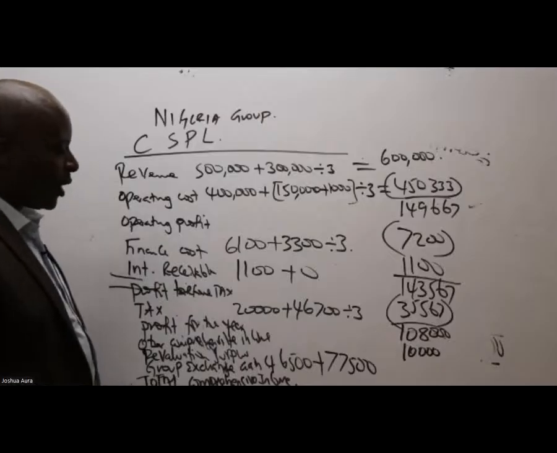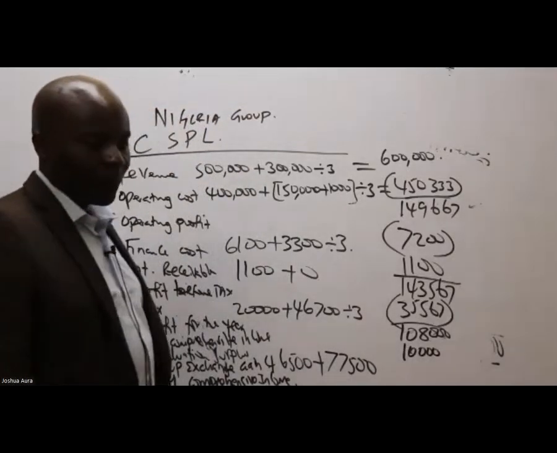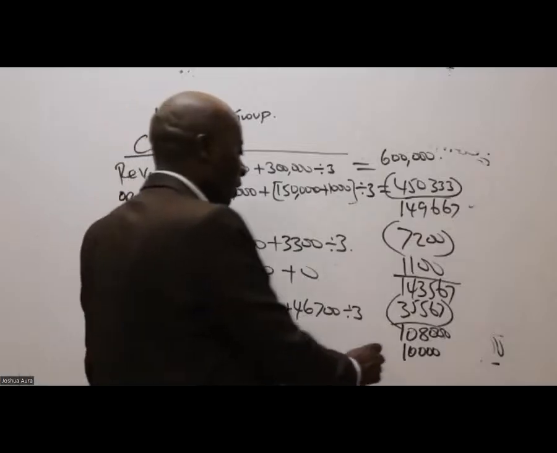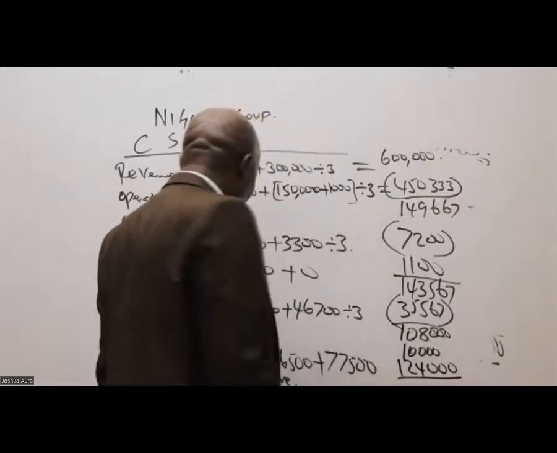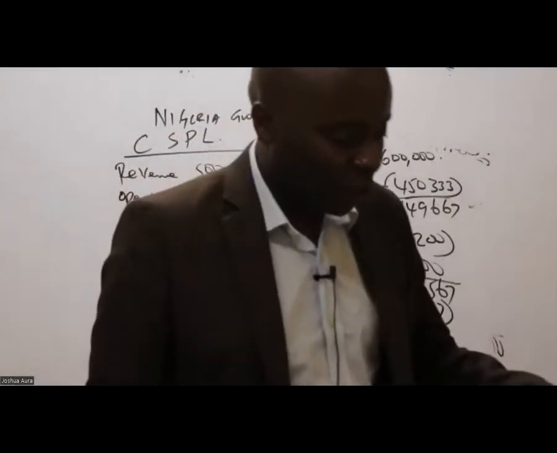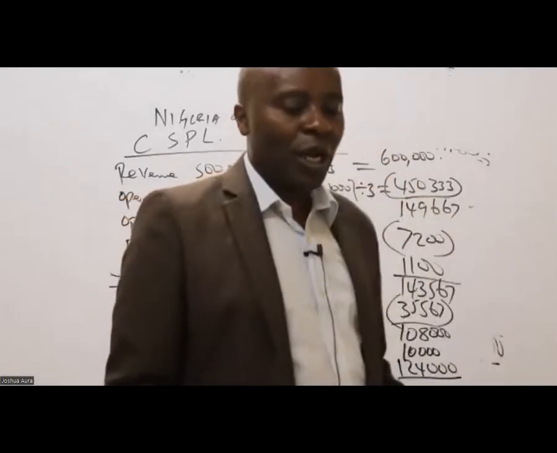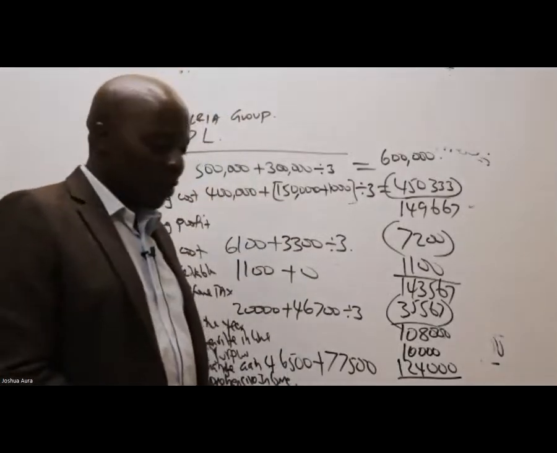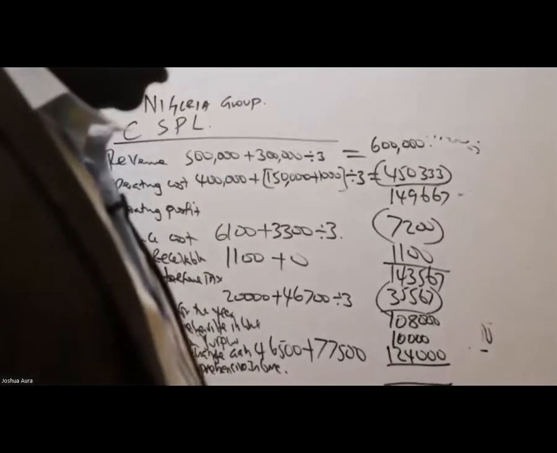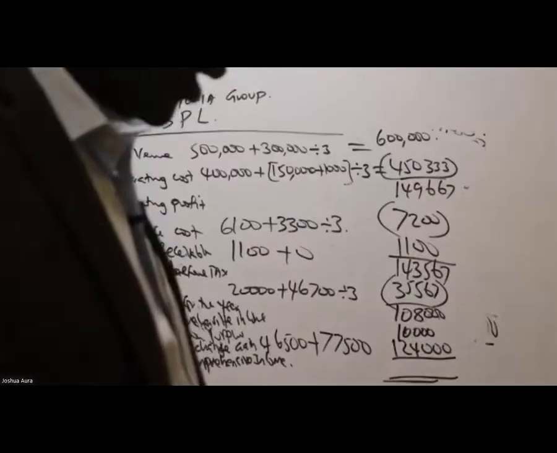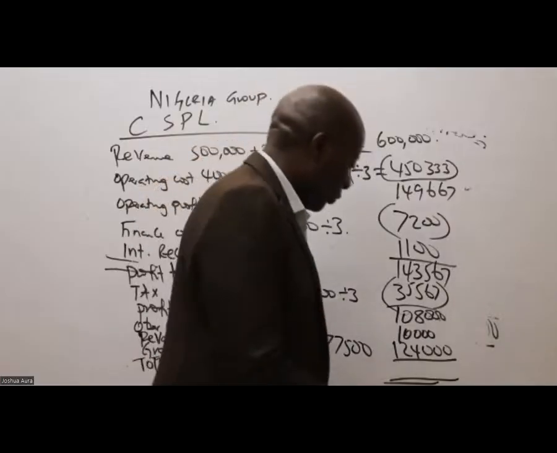So 46,500 plus 77,500, how much do we have here, somebody? 124,000. So here we have 124,000. So please come and add there for you to be able to give us the total comprehensive income. The total comprehensive income, how much does it come to when you add? 242,000.